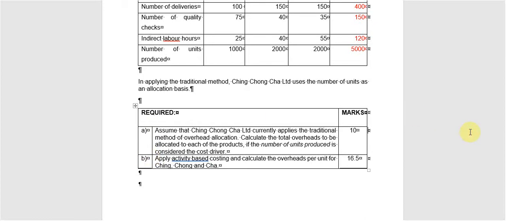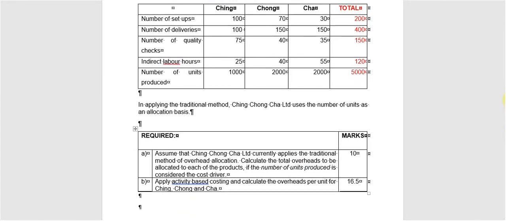In A, they say, assume that Ching Chong Cha Limited currently applies the traditional method of overhead allocation. Calculate the total overheads to be allocated to each of the products if the number of units produced is the cost driver. So what do we know about the traditional costing? Well, the first thing we know is that it is a single cost driver.